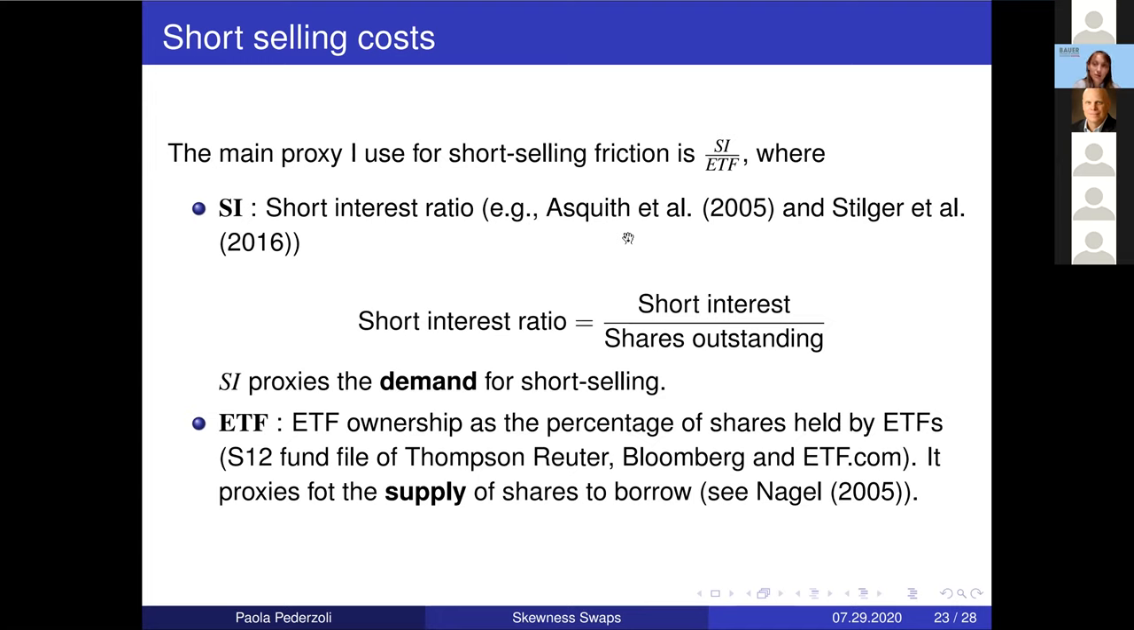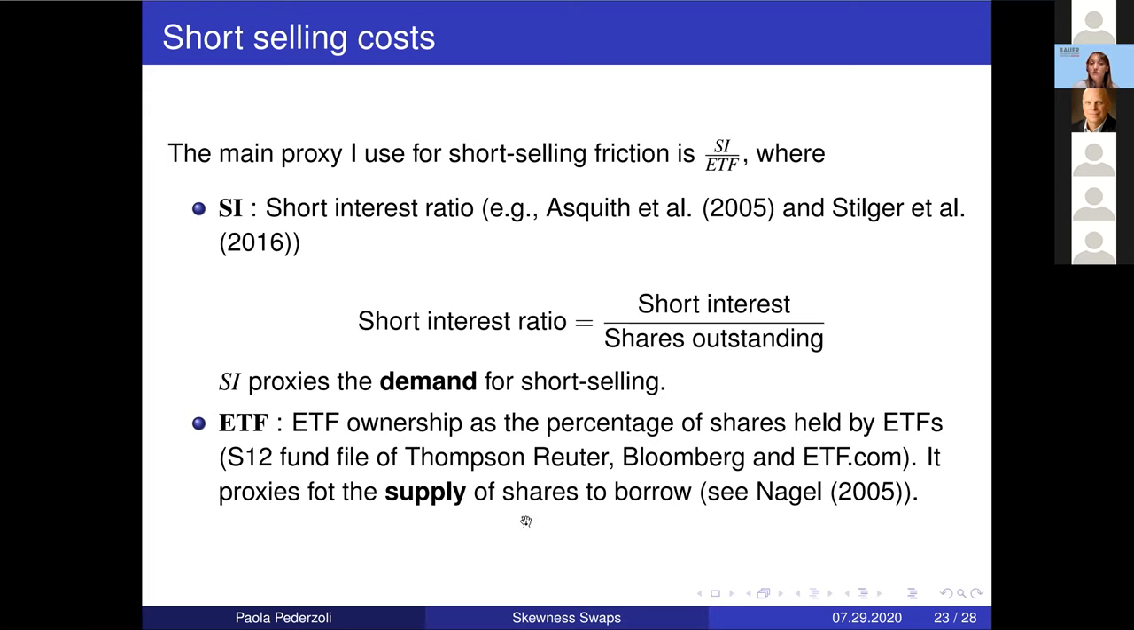This has already been used in the literature, and this proxies for the demand for short selling, because we assume that all the investors that want to short, they do it. So this is basically the shorting in place. And then ETF ownership is defined as the percentage of shares that are held by ETFs. I take these numbers from the S12 file of Thomson Reuters, Bloomberg, and ETF.com.